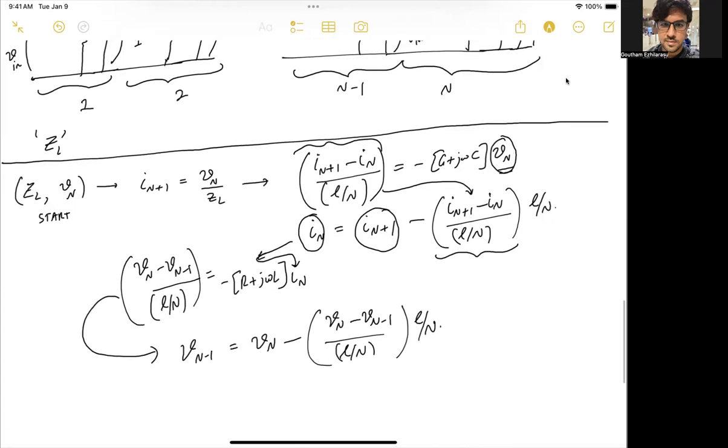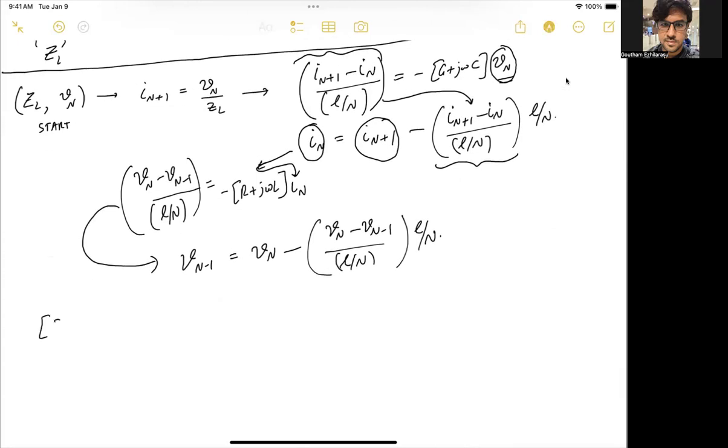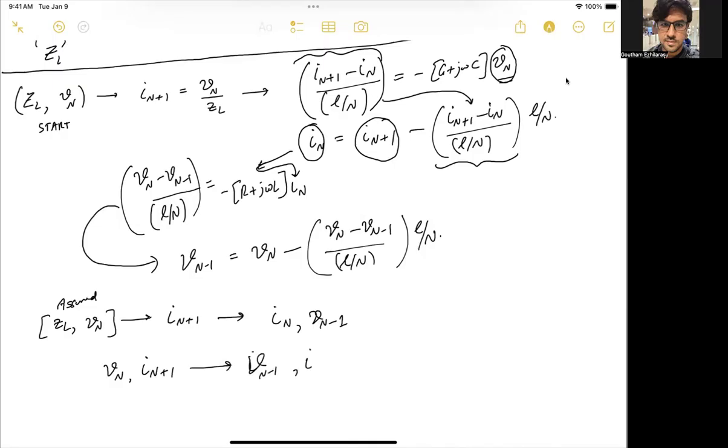So what we have done is, we started from ZL and Vn, which were the assumed quantities. From this, we calculated In plus 1. Then using the difference equations and the update equations, we calculated the value of In and Vn minus 1. So essentially, we have gone from Vn and In plus 1, and calculated Vn minus 1 and In. So we have gone one step back, one unit back.